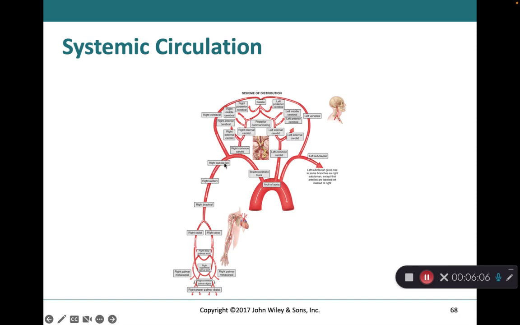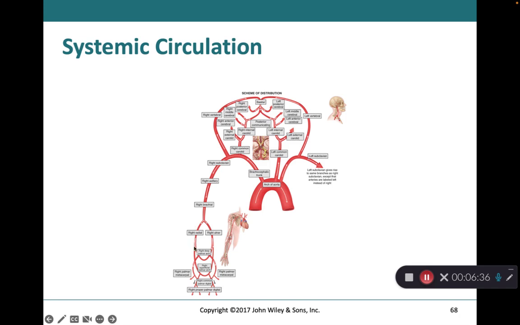So right subclavian, and this is underneath the clavicle bone. Sub, under, clavian, clavicle bone, okay? Then it goes to the right axillary here. So this is in the armpit area. Okay. Then right brachial artery, and then this splits off.